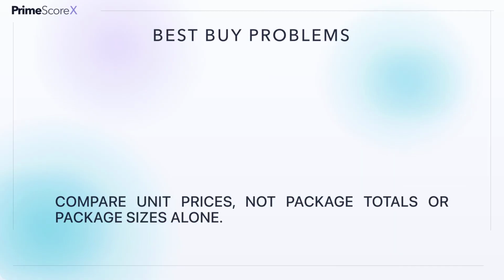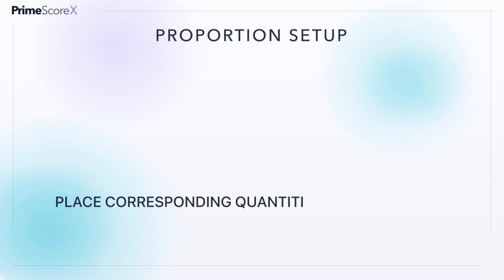One package contains 8 items for $12, while another contains 12 items for $16.80. The first costs $1.50 per item. The second costs $1.40, so the larger package is the better unit price. A lower total price is not automatically the better value when quantities differ.